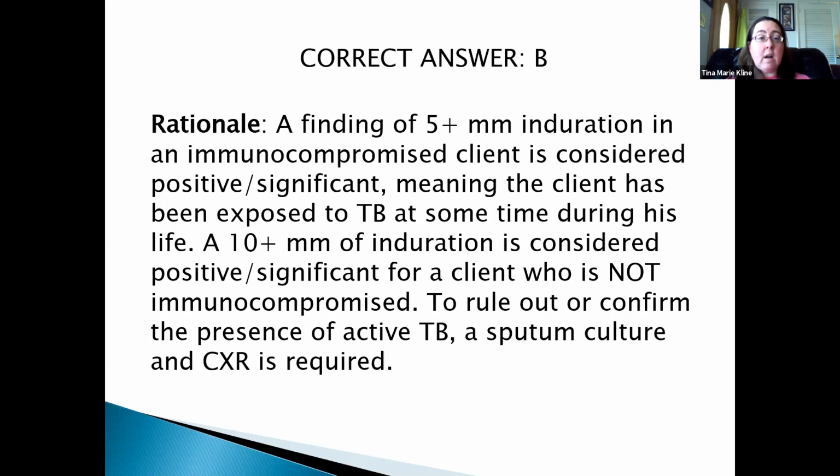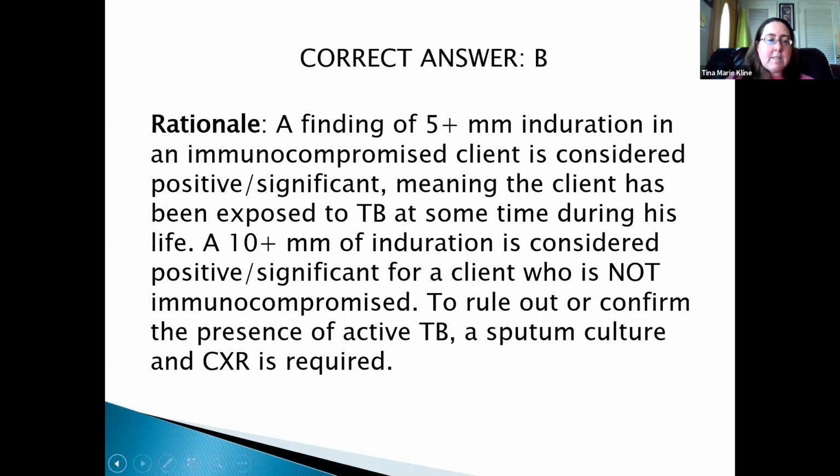In a healthy person with no history of autoimmune disease or immunosuppression, you need 10 millimeters of induration to be considered significant, okay? So that's important to know. Now, that being said, remember, the TB test, the PPD that comes back positive does not mean the patient has active TB. It is simply looking for the antibodies to a previous exposure. So you cannot say that the patient has active TB without a chest x-ray and without a sputum culture, okay? So I just want to really make that clear.